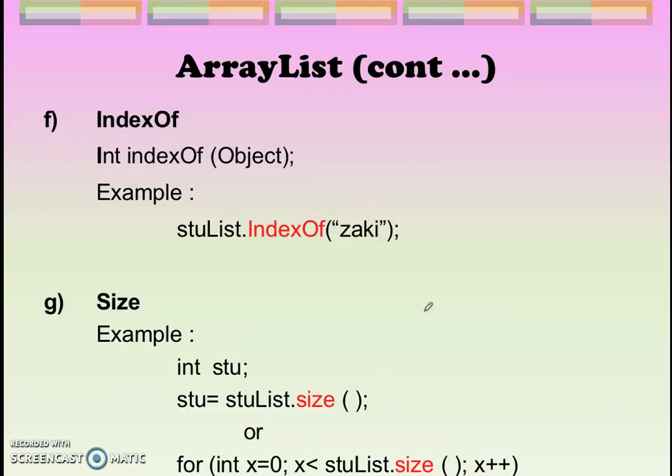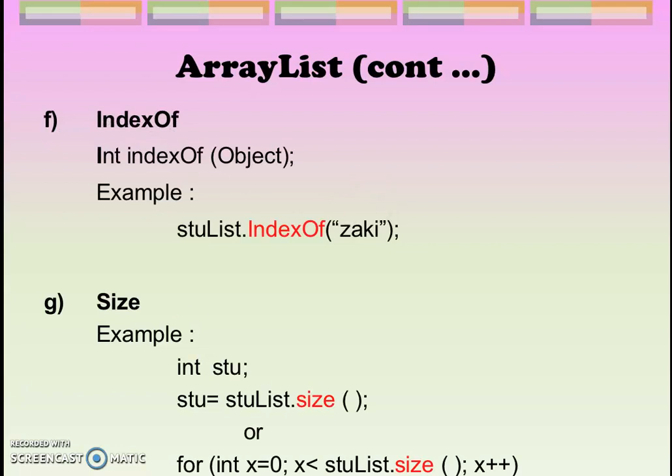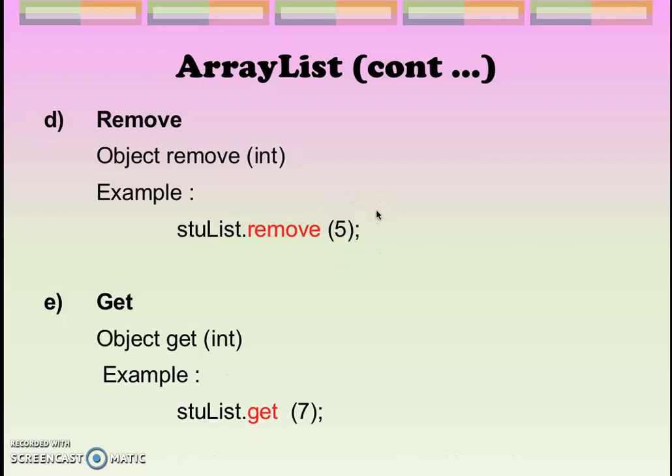So the next we have index of. Index of dia buat apa? So dia akan return the index of that data that you want to search. Dia berada pada index keberapa. Okay, for example, so we have this. Okay, so Zaki, so dia akan cari Zaki ni berada pada indeks keberapa.